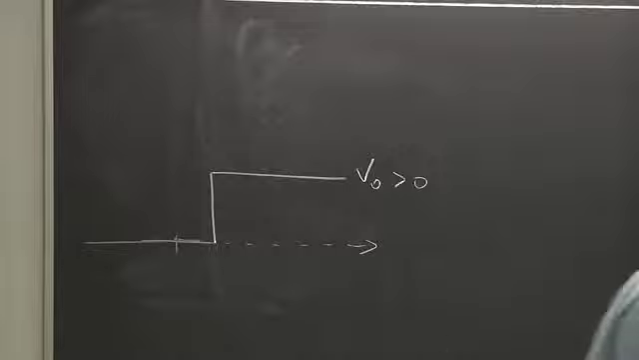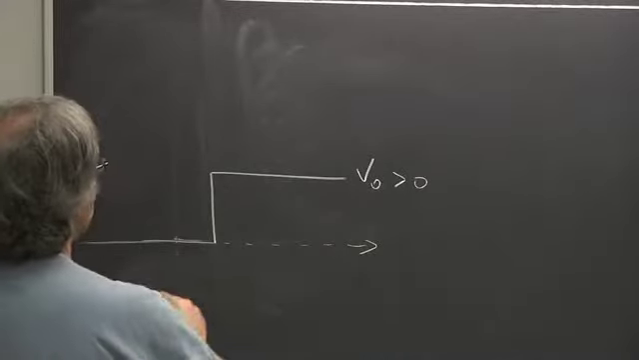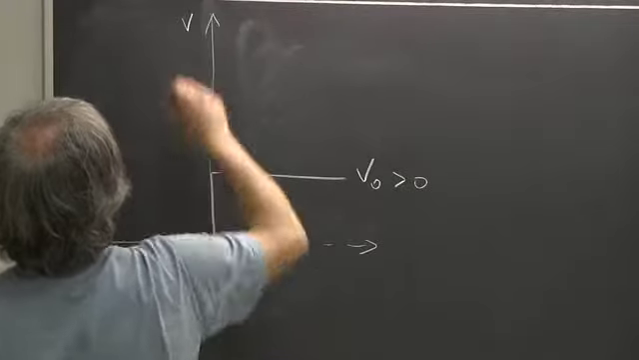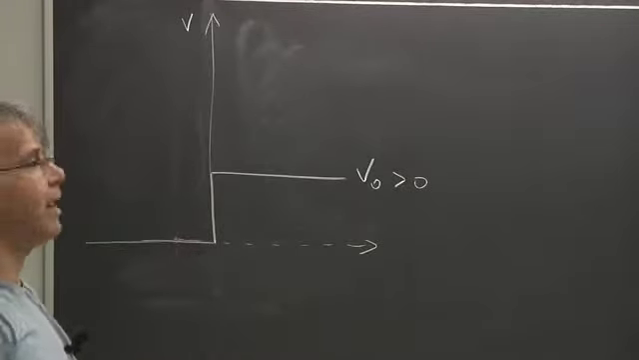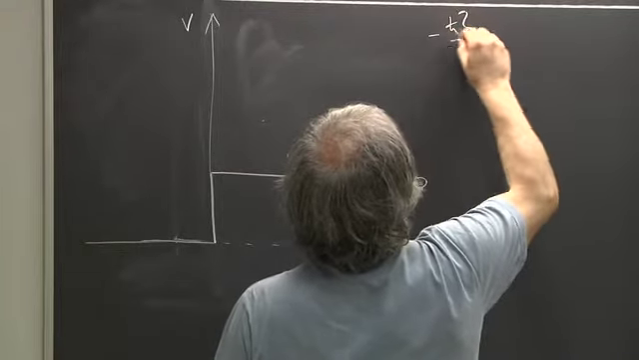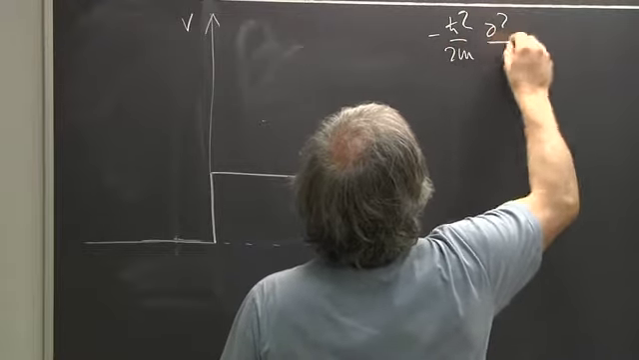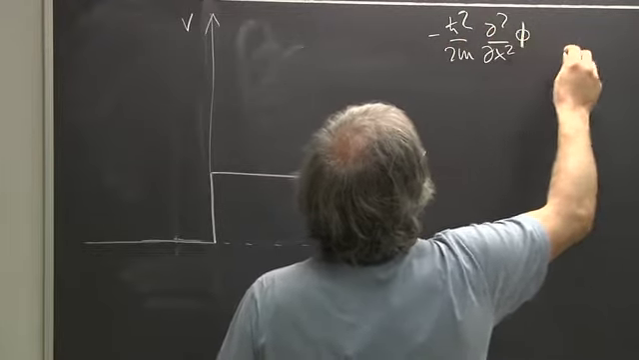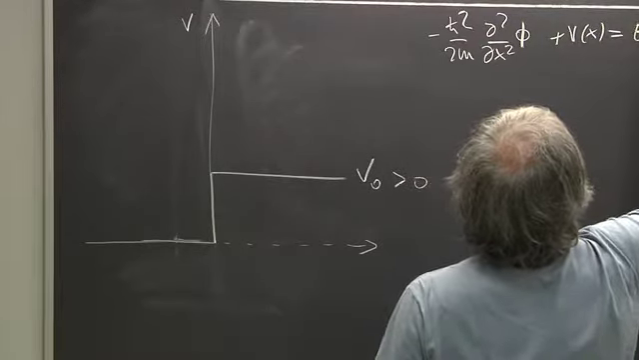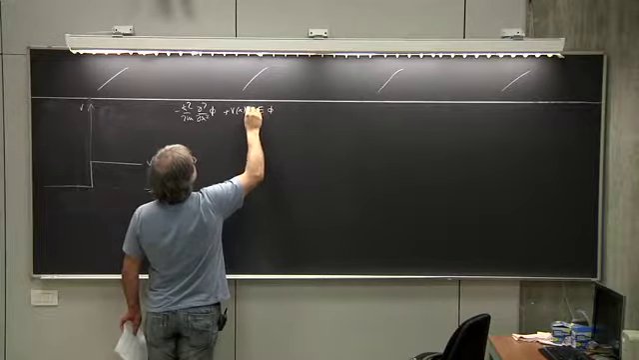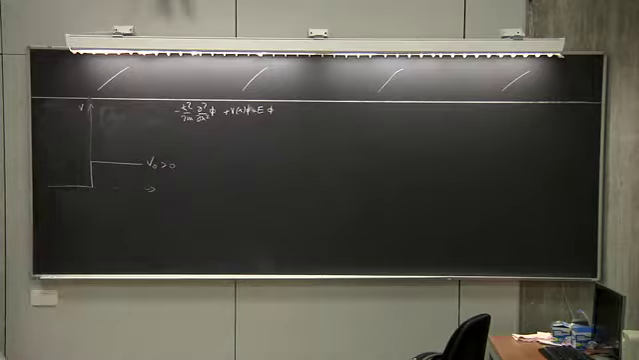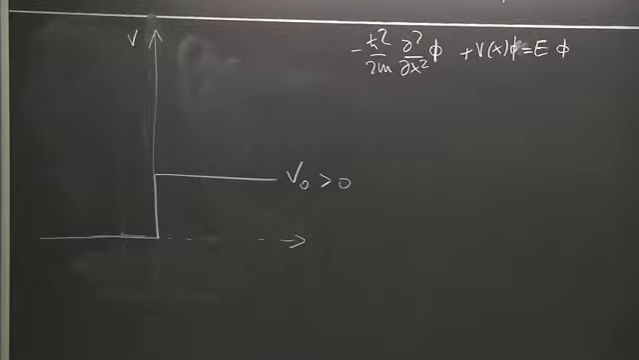Okay, so let us see. Where should we look for, this is the energy, obviously. So the potential. Where should we look for energy eigenvalues? So we want to solve minus h bar squared over 2m, second derivative with respect to x of phi, plus V of x phi equal to E phi. Okay? Where should we look for E?